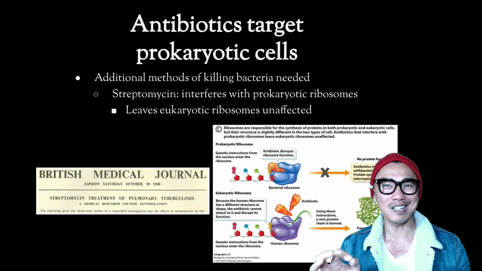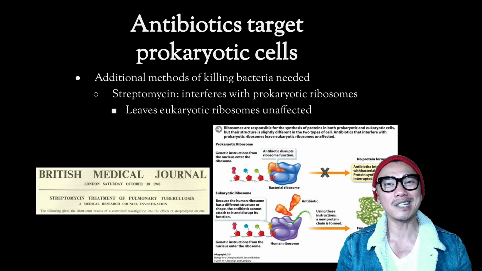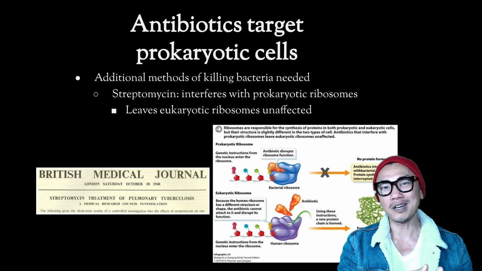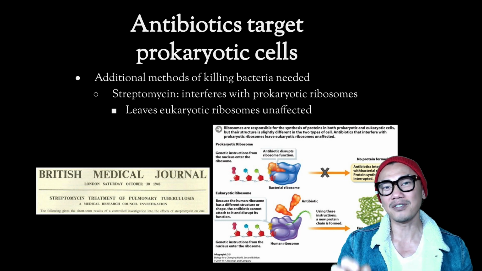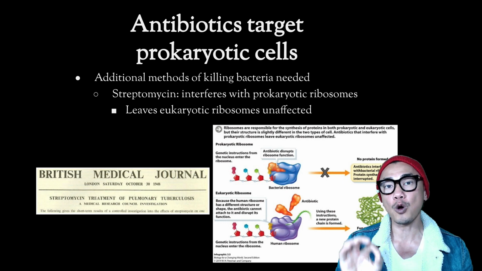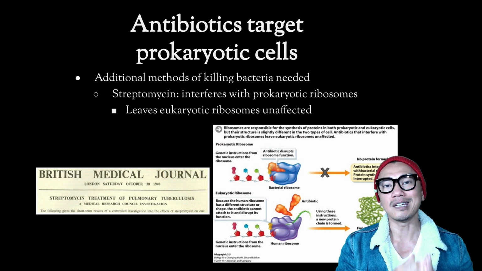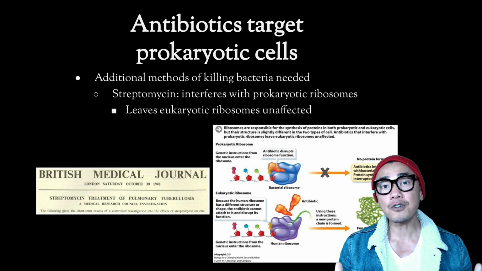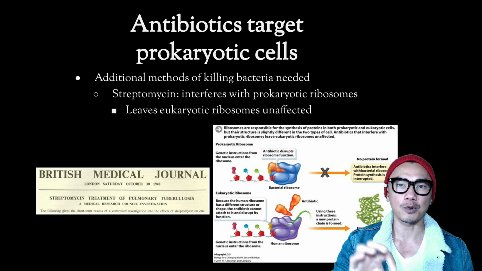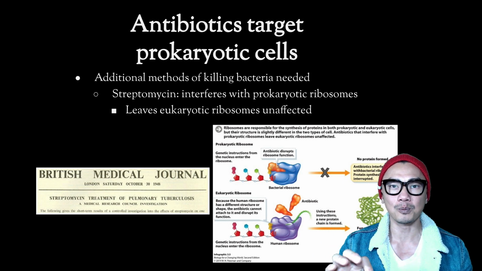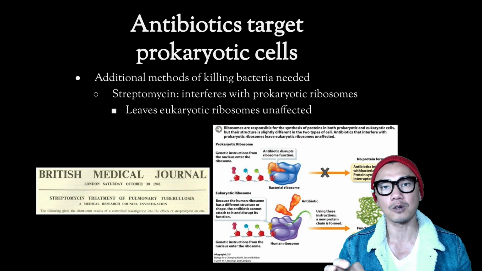Because penicillin doesn't work on all bacteria, we need other antibiotics to treat infection. Streptomycin is another example of an antibiotic, and it works by interfering with prokaryotic ribosomes. It leaves eukaryotic ribosomes alone. The infographic on this slide shows how antibiotics like streptomycin stop the function of bacterial ribosomes but leave human ribosomes alone.